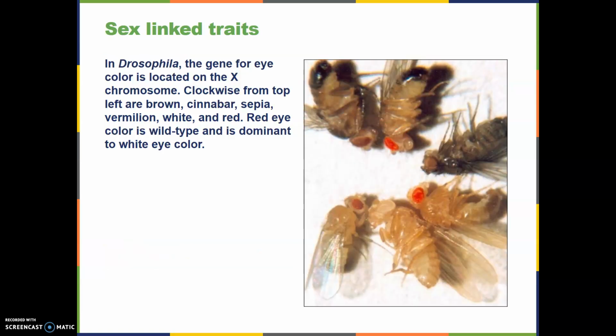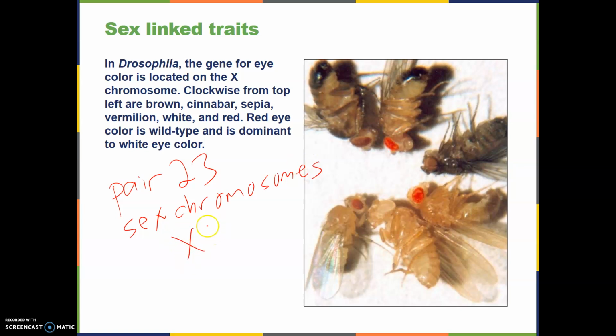Now, we were on this slide and talking about the fact that some traits are linked on chromosome pair number 23. Pair number 23 are called the sex chromosomes. And a male will have an X and a Y, and a female will have an X and an X. And some traits are only inherited on the X, so we call them X-linked.